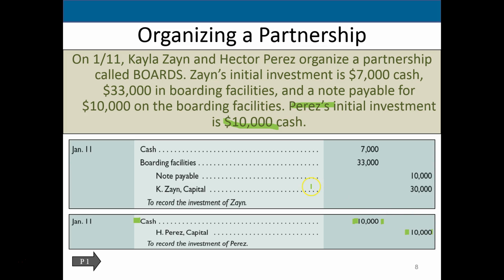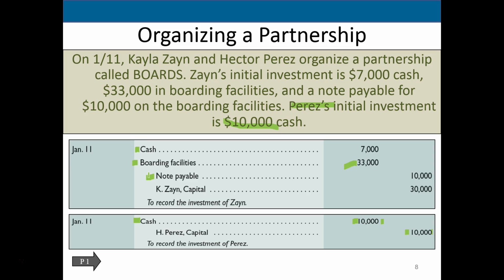Now the other is a little bit more complicated, right? Zayn put in 7,000 cash, so we're going to debit cash in the same fashion. No problem there. They put in boarding facilities, so that's going to be the facilities that we have. And once again, we agreed on that price, the value being 33,000. That's an agreed upon price. We may have had to do an appraisal to do that, but it is an asset, and therefore we're going to debit the asset for 33,000. And then there was a note in relation to the boarding facilities, a note that has the boarding facilities basically as collateral on the note for the most part, and that's 10,000.